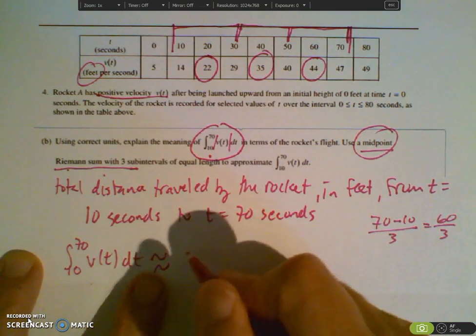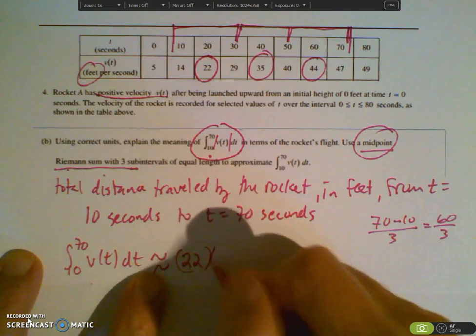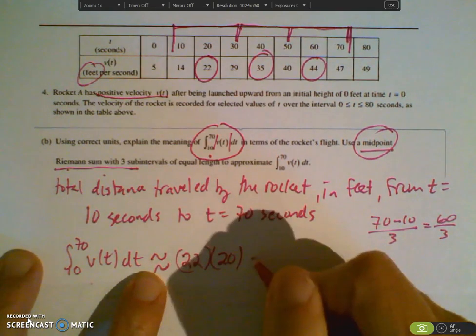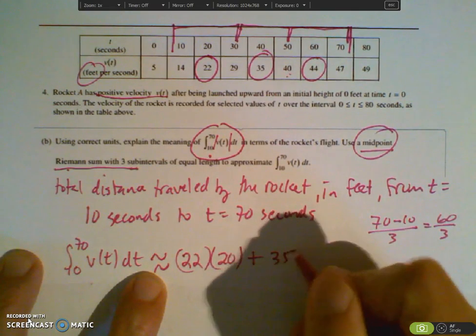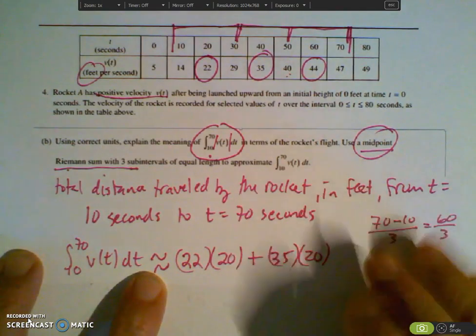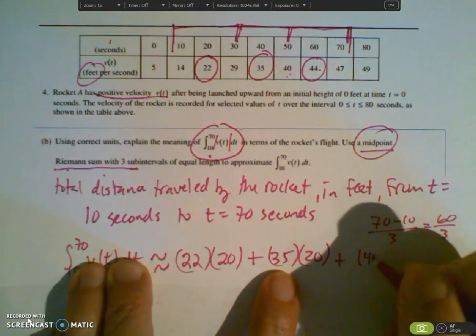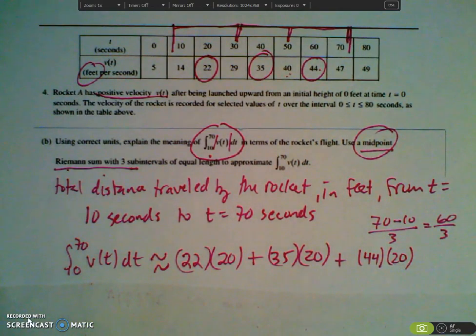So, calculating the area of these 3 rectangles, the first one, I have a height of 22 feet per second. And then I'm going to be using that for a time period of 20 seconds. Plus, the second rectangle, I'll be using a height of 35 times the width, again, of 20 seconds. And then finally, this is a height, 44 feet per second times 20 seconds. Again, it's not necessary for me to do the arithmetic to come up with a final answer. I've shown that I have knowledge of how to calculate a midpoint Riemann sum.